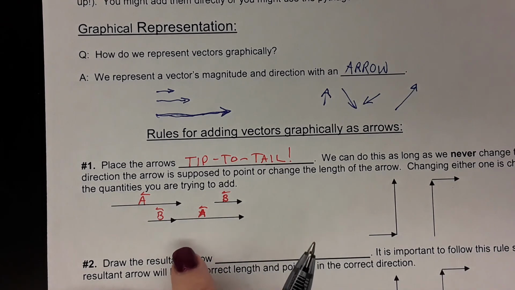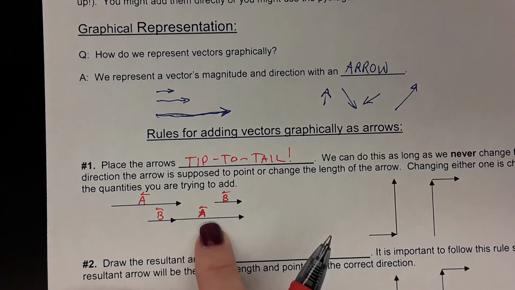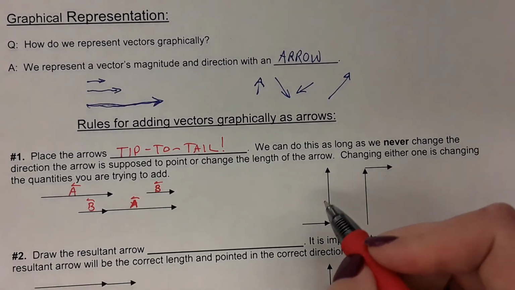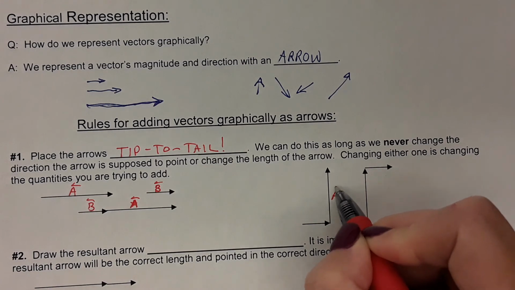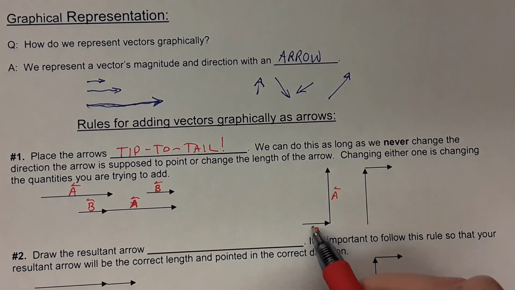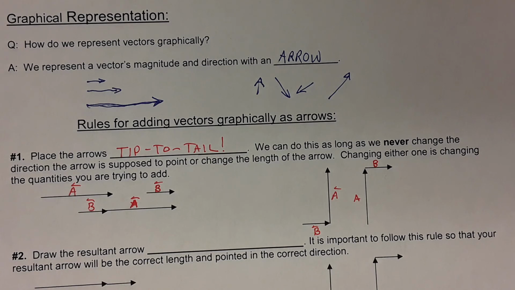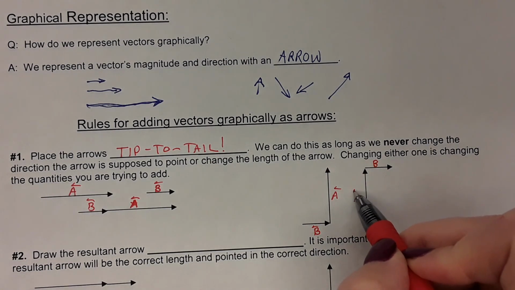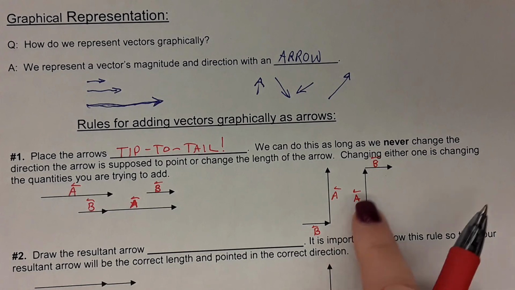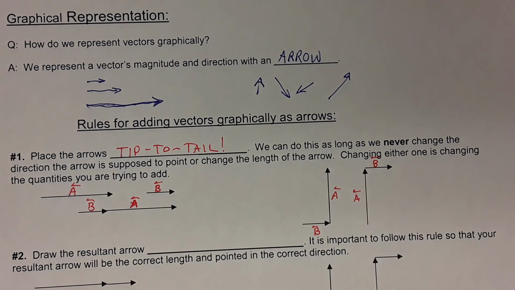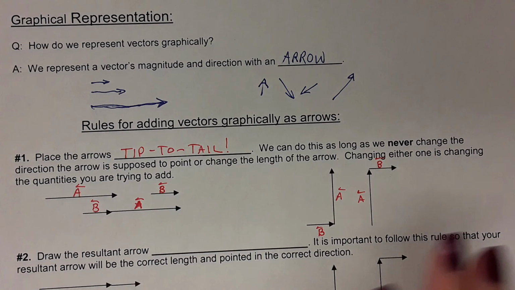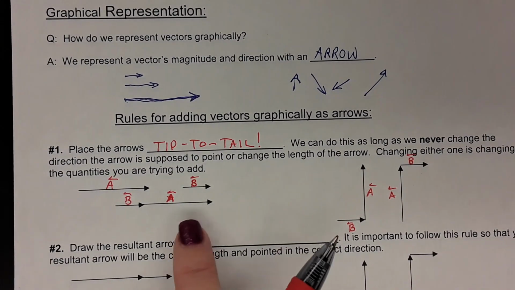Remember, changing the size of the arrow or the direction the arrow points is changing the given information, and we can't do that. All right, look at these 2 arrows. If this is vector A and this is vector B, and they're perpendicular to each other, I can still place them tip to tail, and it doesn't matter which tip I put on which tail. I'm still going to get the same answer, okay? As long as they are tip to tail. All right, so that's how you stick them together to add them.